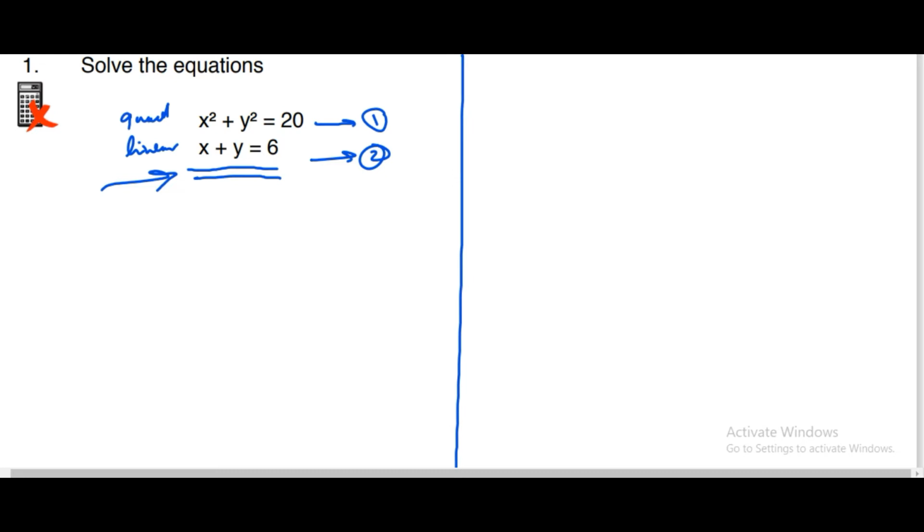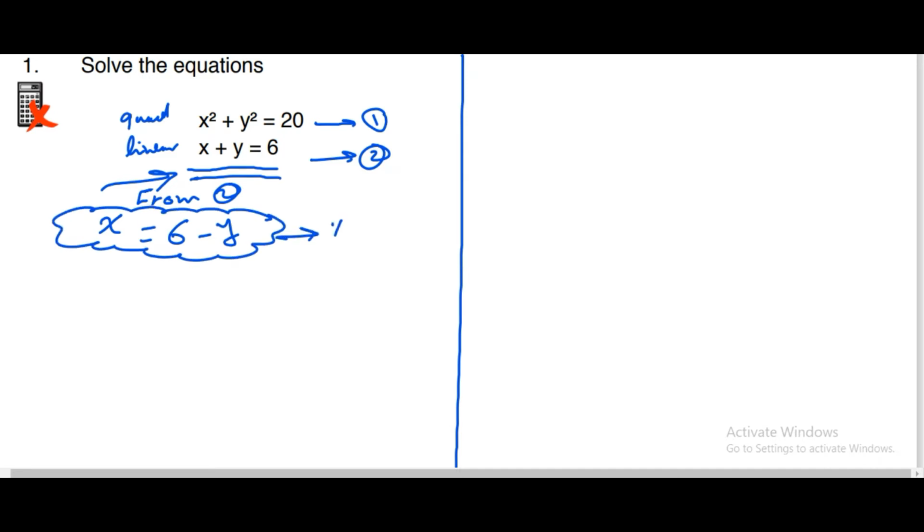It's the same method as in simultaneous linear equations, but in simultaneous linear equations we have many choices, from equation 1 or equation 2. Here we choose from the linear equation only. Here x + y is the linear equation, so I'll choose x or y to be the subject. I'll choose x. So from 2, x = 6 - y, and as we said before, this equation will be star. We get star from equation 2, then we'll substitute in equation 1.